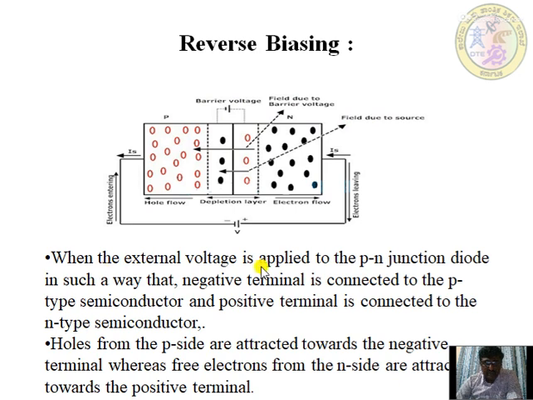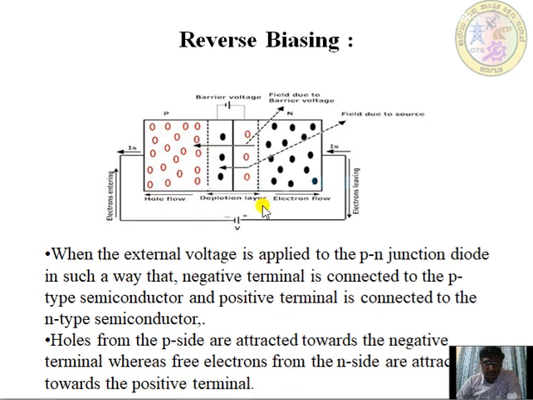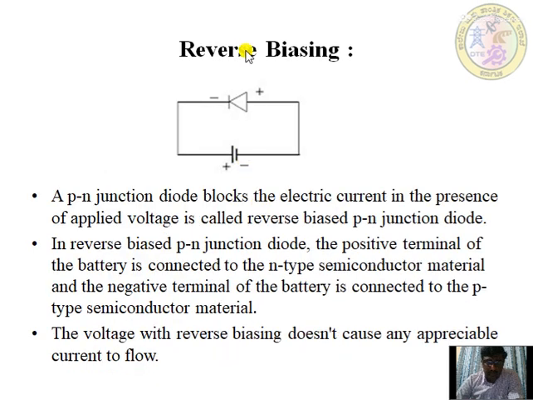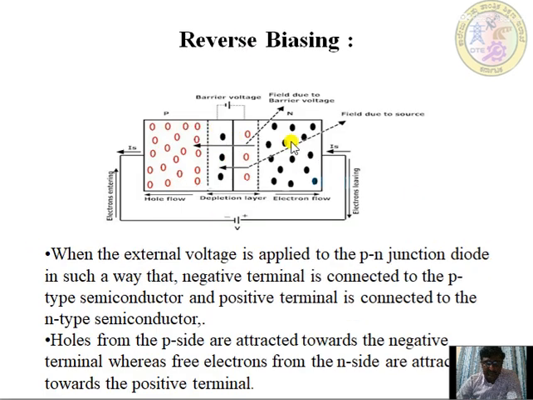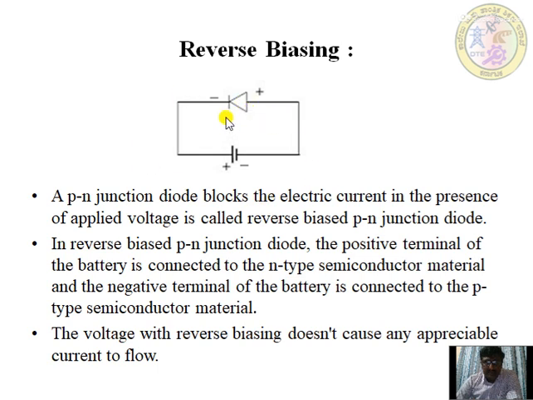Okay, next. When the external voltage is applied to a PN junction in such a way that the negative terminal is connected to the P type semiconductor and the positive terminal is connected to the N type semiconductor, holes from the P side are attracted towards the negative terminal, whereas free electrons from the N side are attracted towards the positive terminal. See, in the schematic representation in symbolic form, the cathode part is connected to the positive terminal and the anode part is connected to the negative terminal.